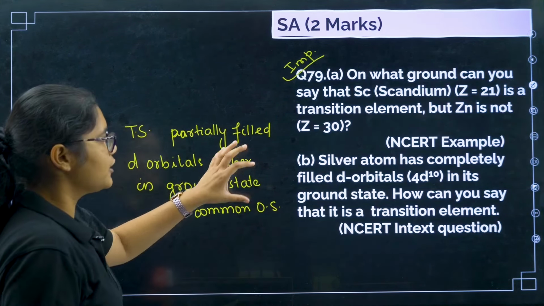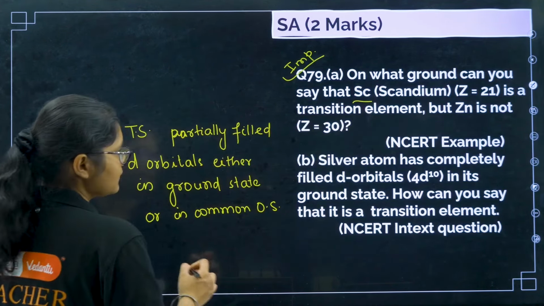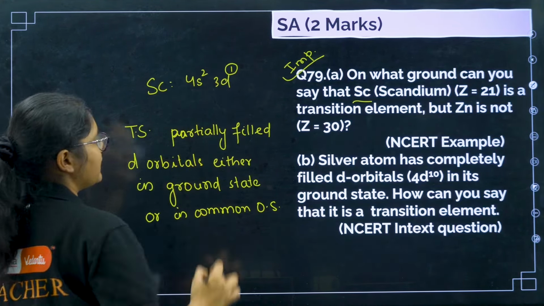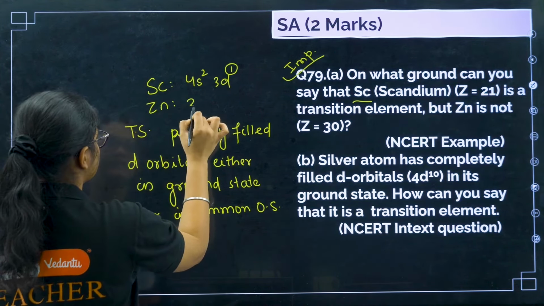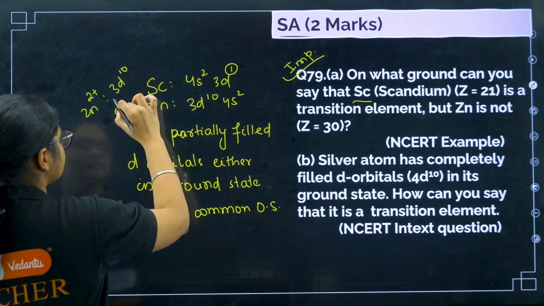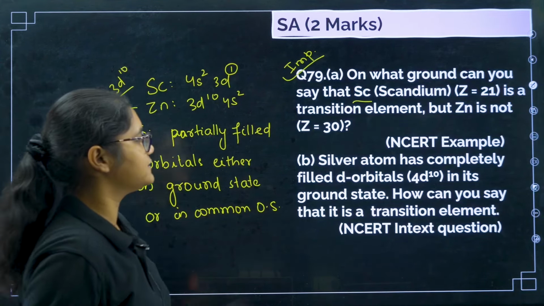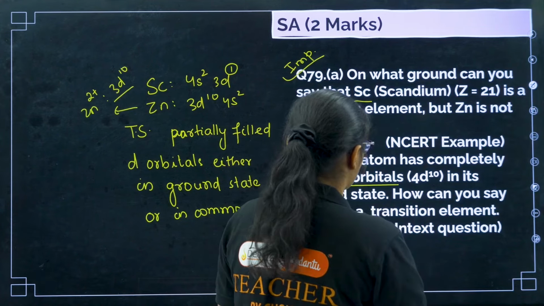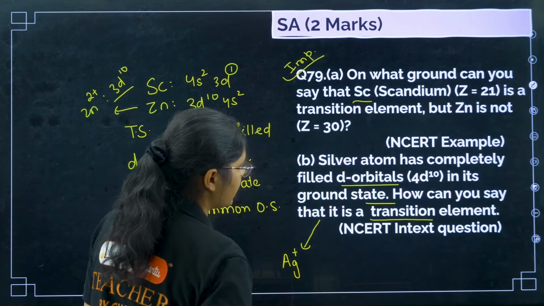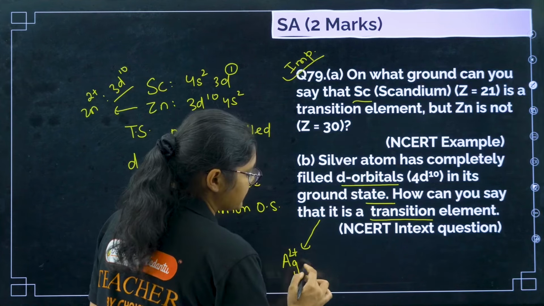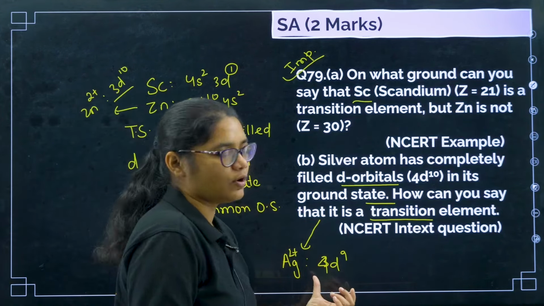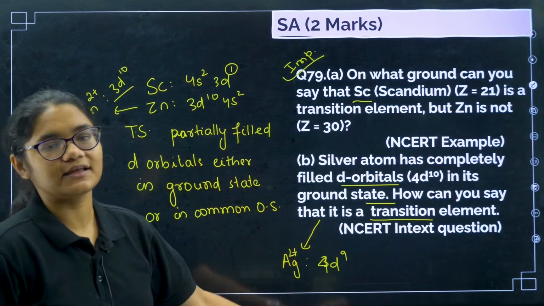oxidation state. Okay, so now if you see scandium, its electronic configuration is 4s2 3d1, so it has an unpaired electron. But zinc has 3d10 4s2. Even Zn2+, that is in its common oxidation state, is also 3d10, so it doesn't have unpaired electrons at all. So that is why zinc is not a transition element. Now silver atom has completely filled d orbital in its ground state. How can you say that it is a transition element? If you remember, silver can have Ag2+ state as well, where it has 4d9 configuration. Because it has 4d9 configuration, it is a transition element.